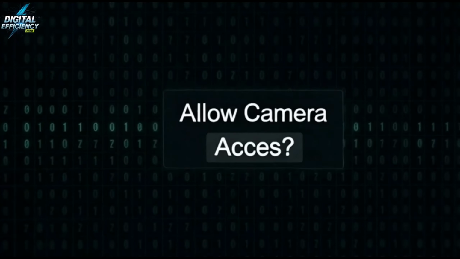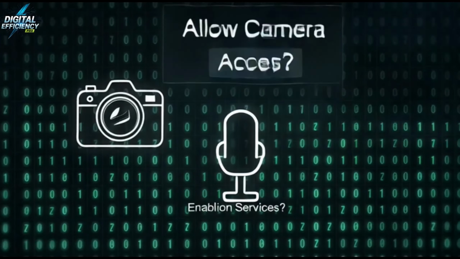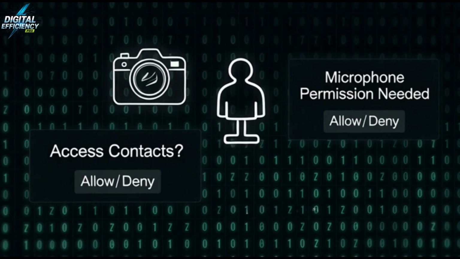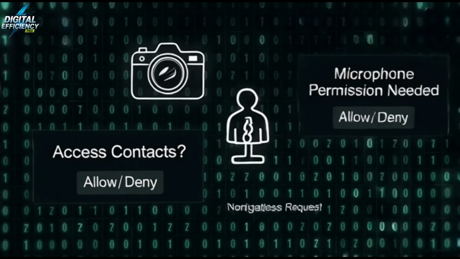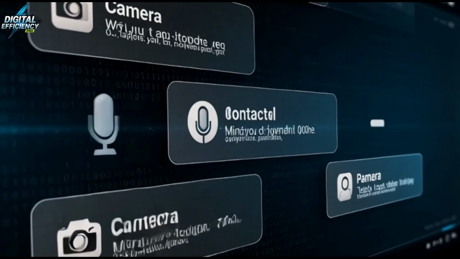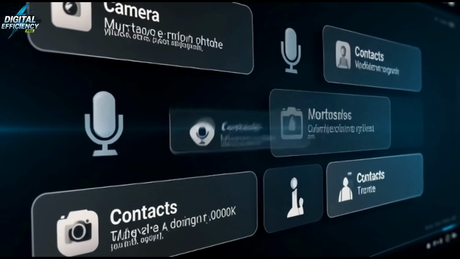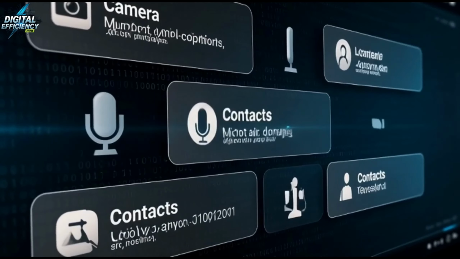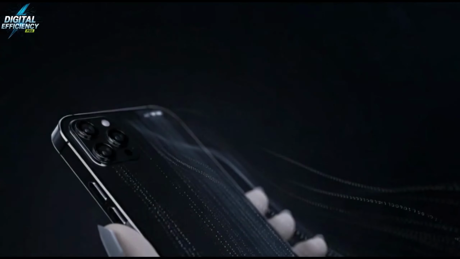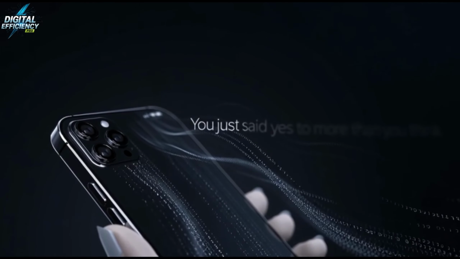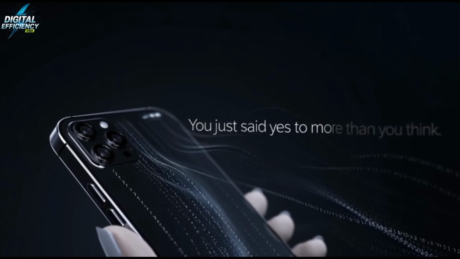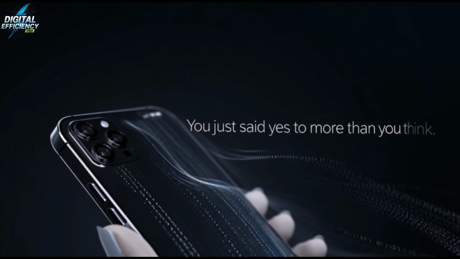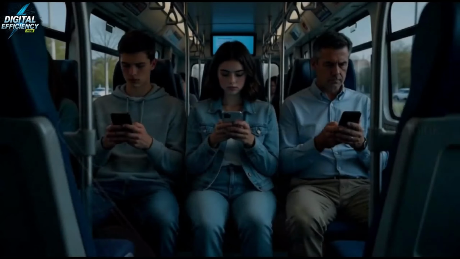Today, we're decoding your smartphone's secret language, app permissions, and exposing what actually happens behind the scenes when you click that innocent-looking button. Because this isn't about paranoia. This is about digital privacy, data tracking, and control. And once you understand this, you'll never click allow the same way again.